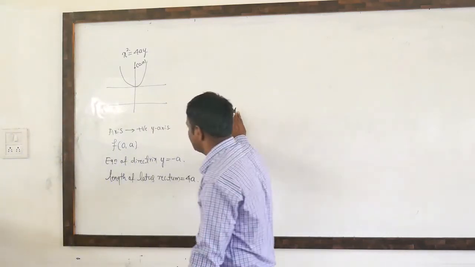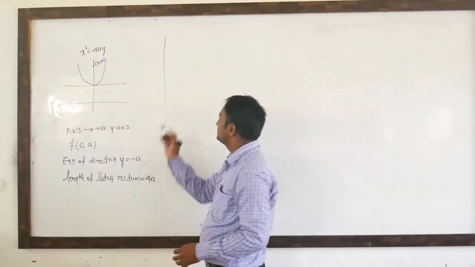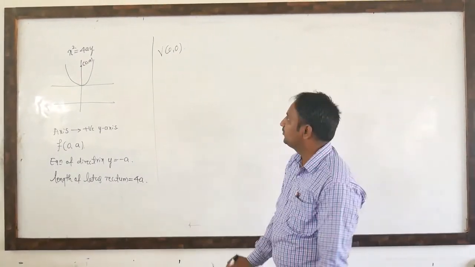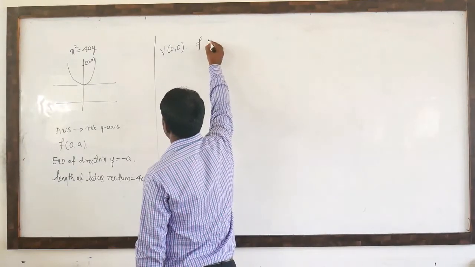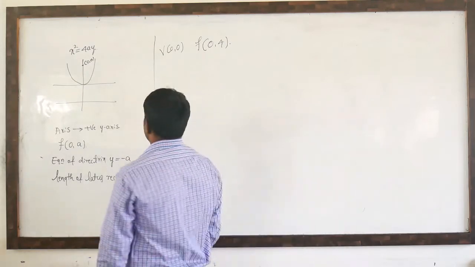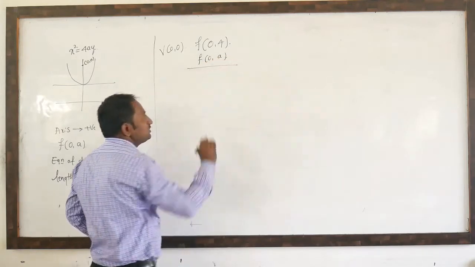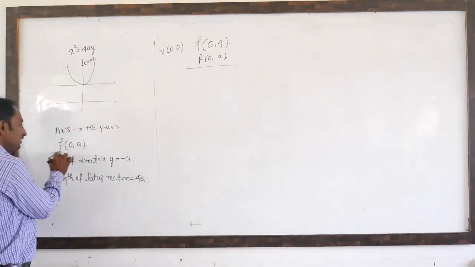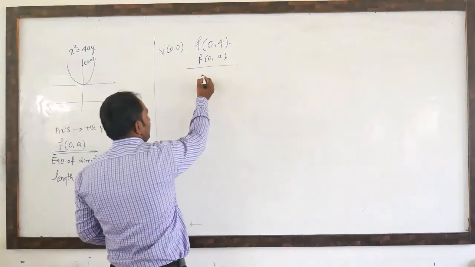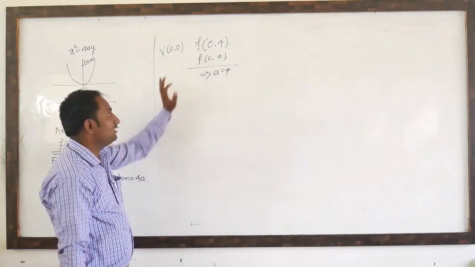On the basis of this concept, find the equation of parabola corresponding to vertex P of 0 comma 0 and its focus point F of 0 comma 4. Compare with the focus point F of 0 comma a. Definitely the equation of parabola is x square is equal to 4ay. Comparing with this focus point, a is equal to 4.